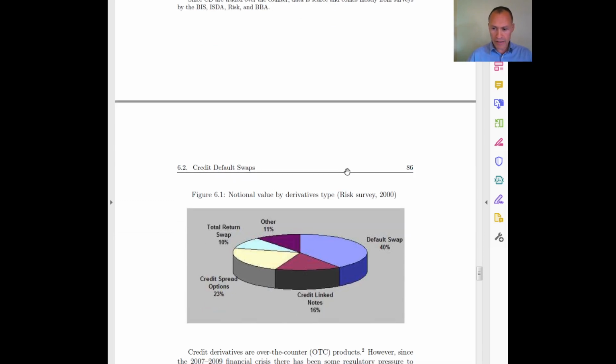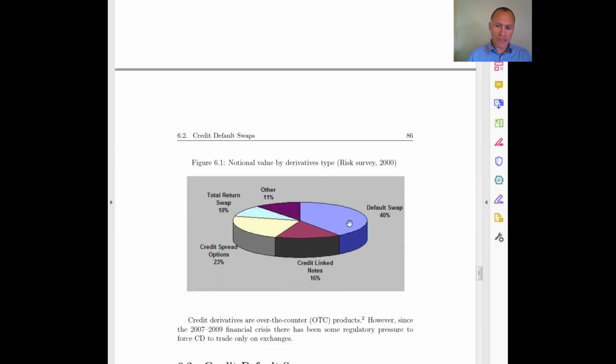In 2000, this was the distribution of the credit derivatives. This is very old information, but the point here was to show that the market was split among these different types of derivatives: credit default swaps, credit-linked notes, credit spread options, and total return swaps. At that time, credit default swaps already had the largest share of the market, and nowadays it's even more. Credit default swaps account for an even larger share of this pie.